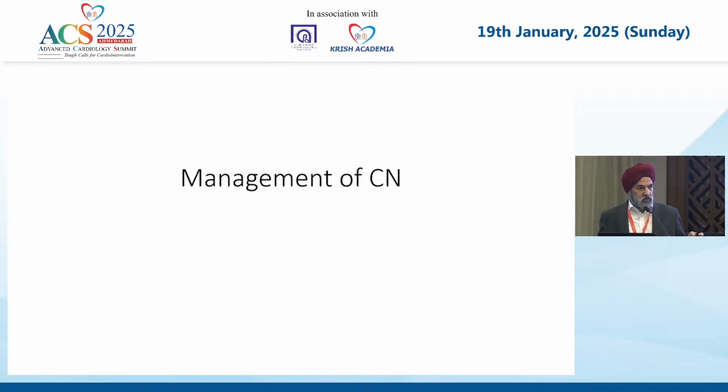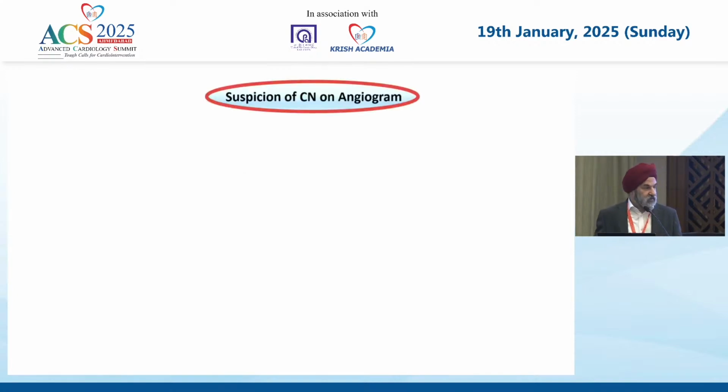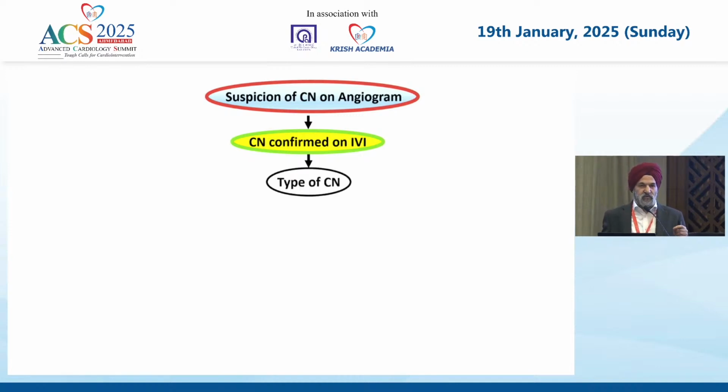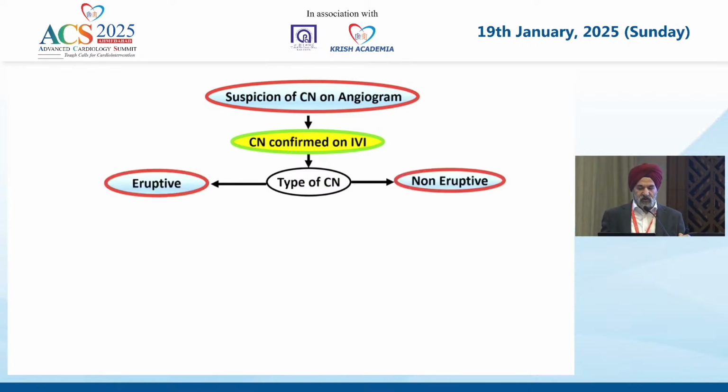Now, having talked about LCBI, let's come back to the calcific nodule and see how we go about managing these calcific nodules. There's a simple algorithm which I've made. If you have a suspicion of a calcific nodule on angiogram, the first thing you do is coronary imaging. It's the intravascular imaging which is going to confirm the presence, and you define what kind of nodule this is. Is this an eruptive nodule or a non-eruptive nodule? Your approach thereafter is going to be dictated by the type of nodule which you picked up.